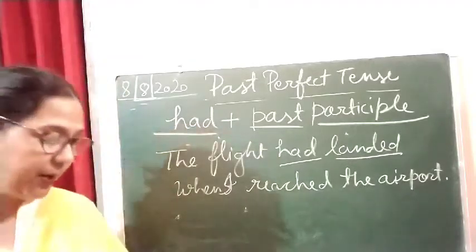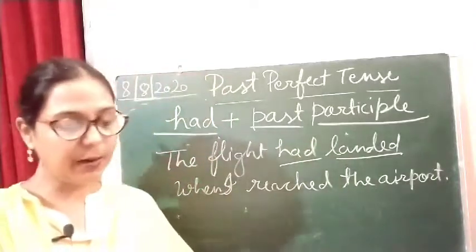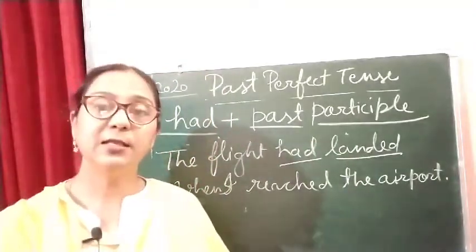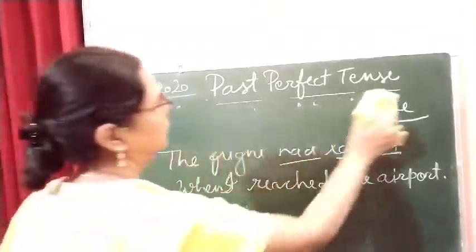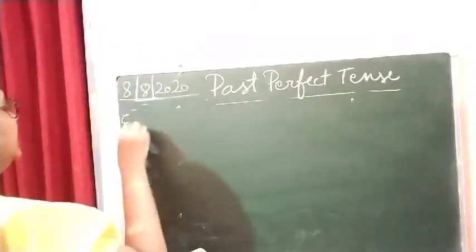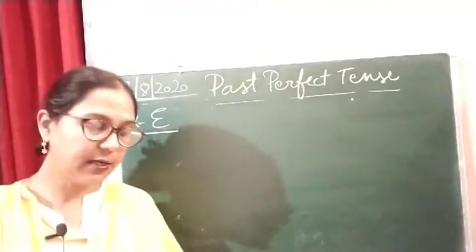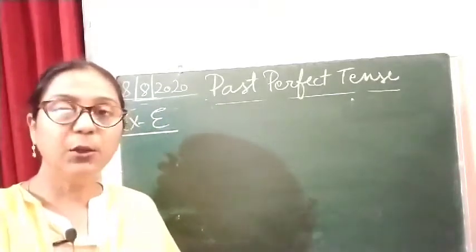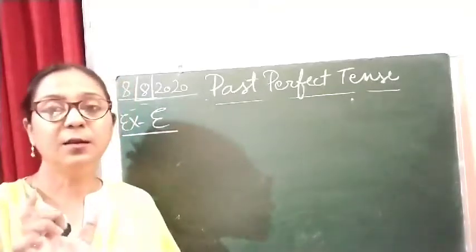Today we are going to complete the exercises given in your Mastering Grammar book, page number 75. This is exercise number E. We are going to write these sentences in past perfect tense, and the verb is given in the bracket.